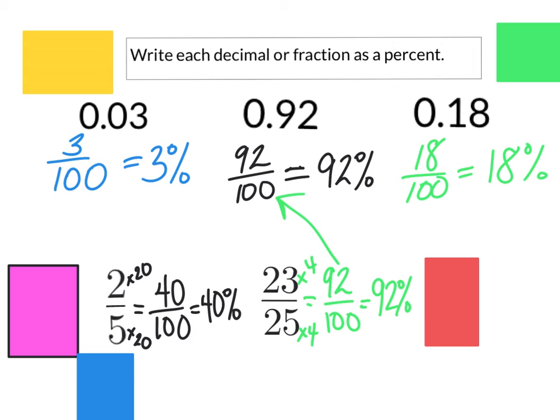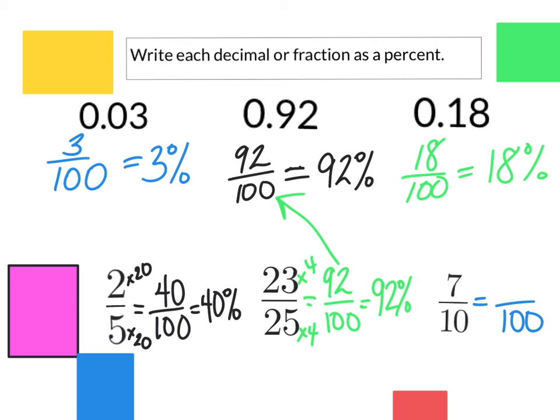Okay, and the last one we're going to look at, 7/10. Again, I'm going to write this as a ratio compared to 100 because percent means per 100. So 10 times 10 to get to 100, 7 times 10, and I end up with 70. So this would be 70%, 70 out of 100.